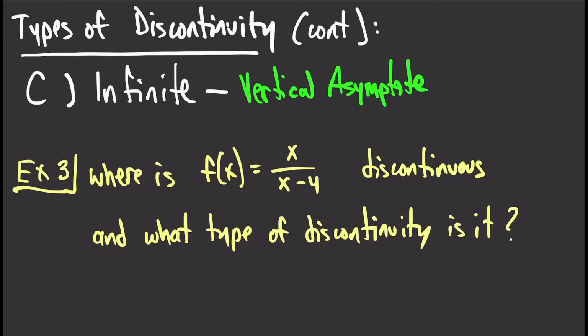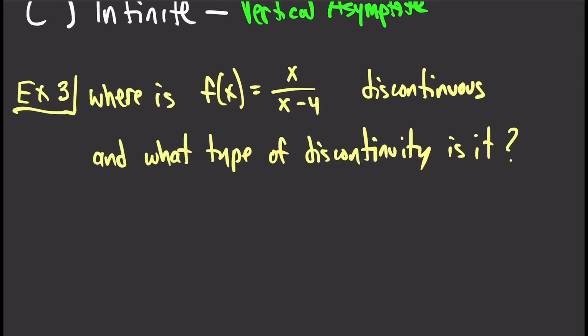So I'm going to say now, where is that denominator equal to 0? Well, that's when x is equal to 4. So I'm going to say it has discontinuity at x equals 4. Well, now what do I do to determine what type of discontinuity is it? Is it an asymptote, or maybe is it point discontinuity?